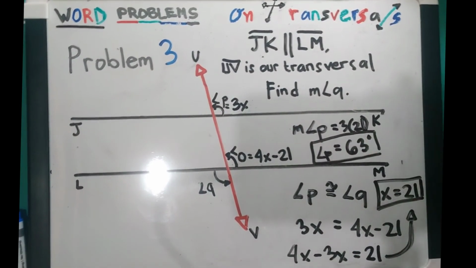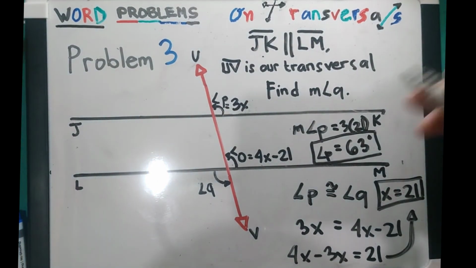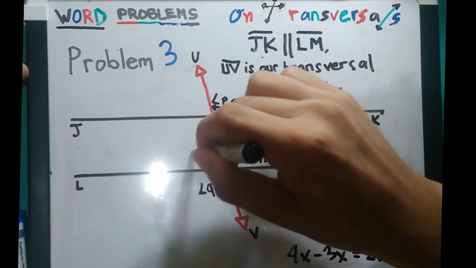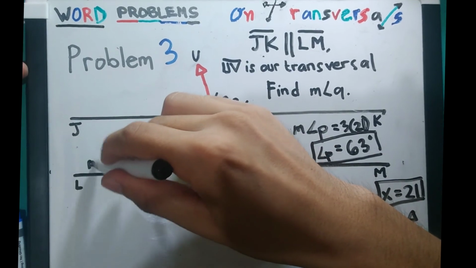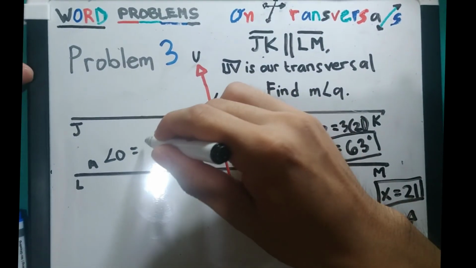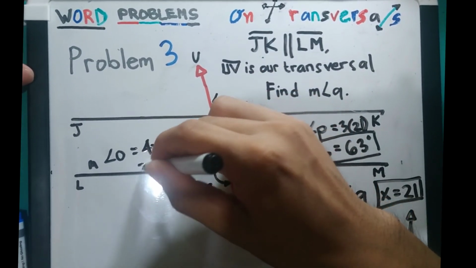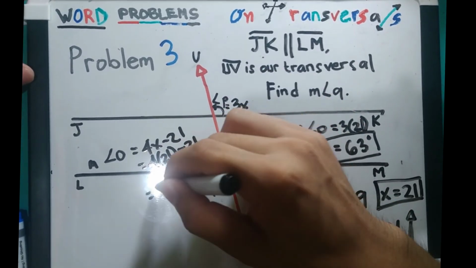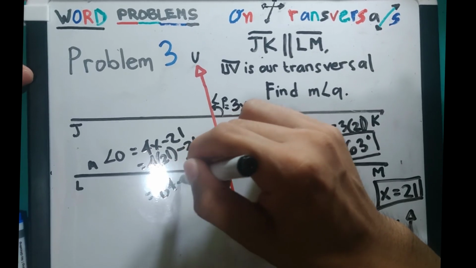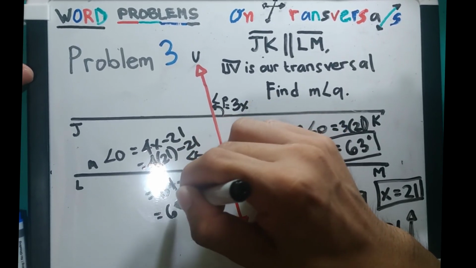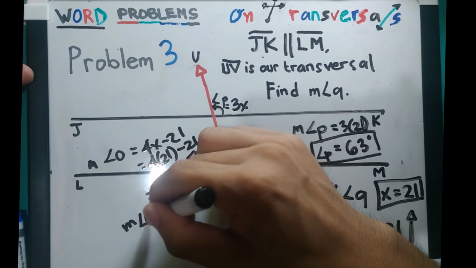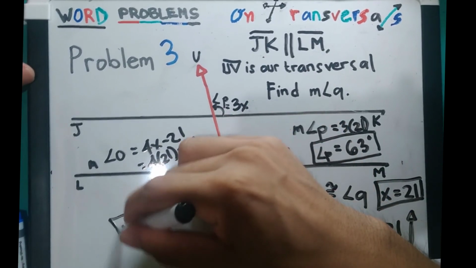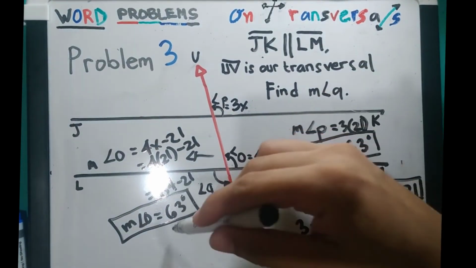Let us check. Let us substitute now the value of x, which is 21, to 4x minus 21. So the measure of angle O is equal to 4x minus 21, or 4 times 21 minus 21, which will give us 84 minus 21. And the answer, finally, we have also 63 degrees, which is equal to the measure of angle P.